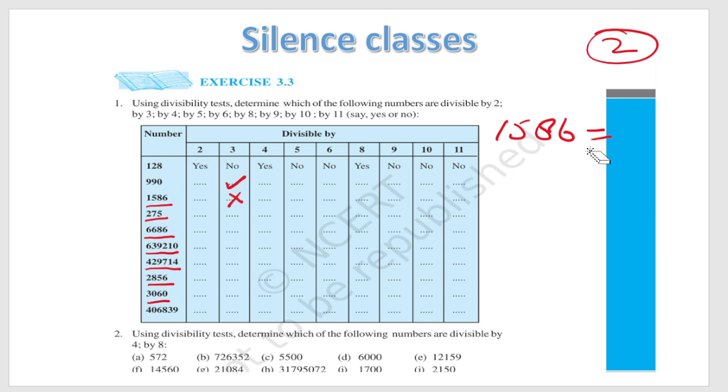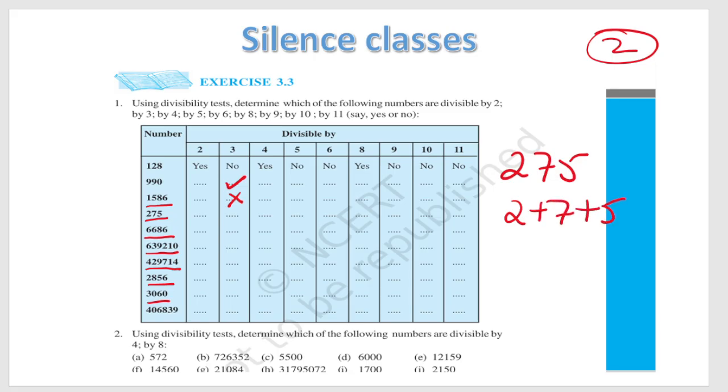Now let's move to the third question. The third question is 275. 2 plus 7 plus 5. 7 plus 2 is 9, 9 plus 5 is 14. And 14 is not divisible by 3. This means this number is also not divisible by 3.